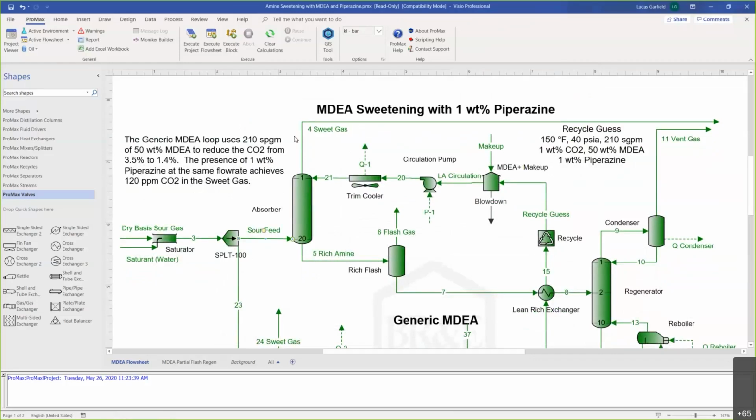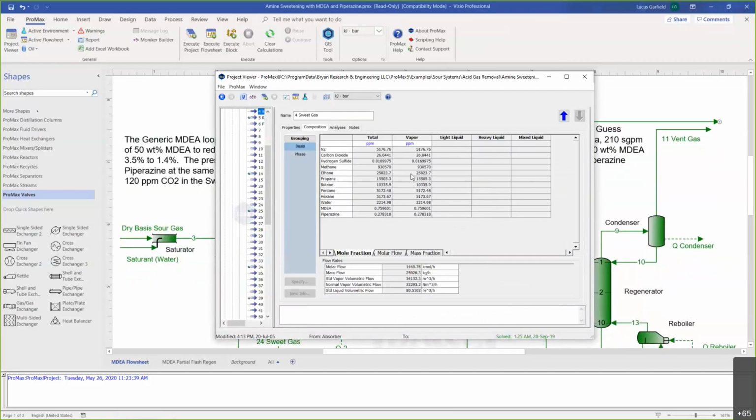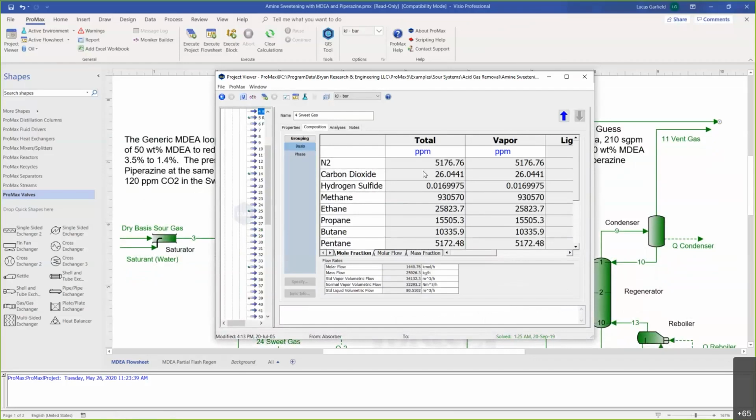Let's take a look at our sweet gas now. So our CO2 has now gone down to 26 ppm. It was 1.3% previously. So 1% weight piperazine has taken our CO2 content in the sweet gas from 1.3% to almost nothing, down to the ppm level. So that's the power of piperazine with MDEA.